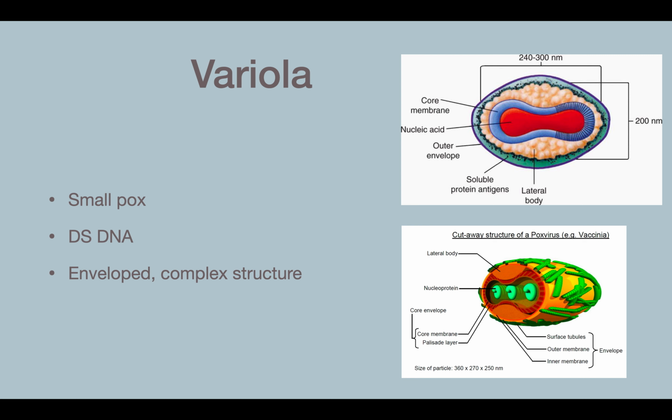Variola is smallpox. It's a double-stranded DNA virus. It's completely enveloped in its complex structure. It has a dumbbell on the inside. If you're looking at a cut, like sagittally, it would look like this. So here's the dumbbell, lateral body. You have to remember that it's enveloped, and in between the lateral body and the envelope is the soluble protein antigen.